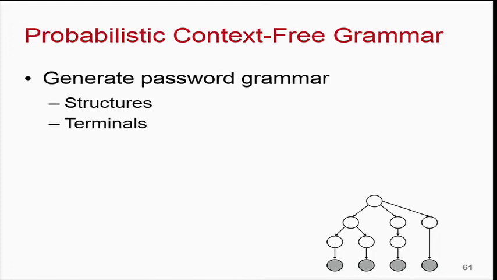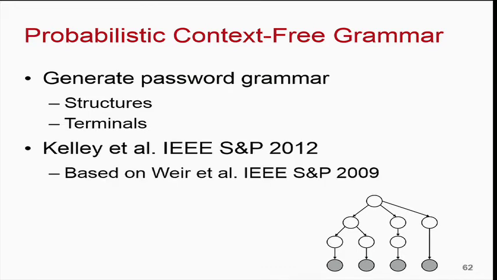Okay. The fourth approach is probabilistic context-free grammar, which basically generates a grammar of passwords based on the probabilities of password structures and the probability of the things you fill into those structures. This is an approach that was proposed by Weir et al. at Oakland in 2009, which our group's been working on quite a bit since then, including an Oakland 2012 paper.